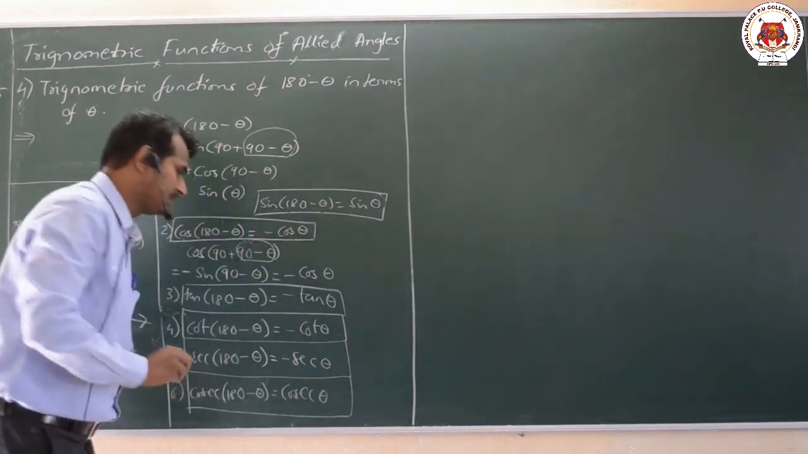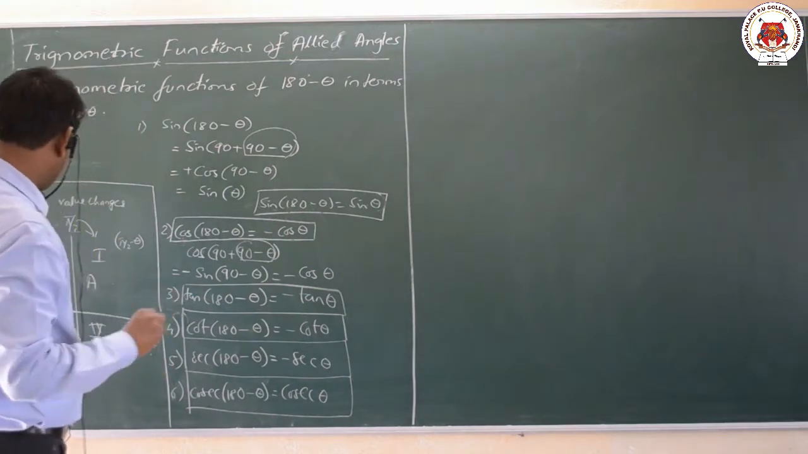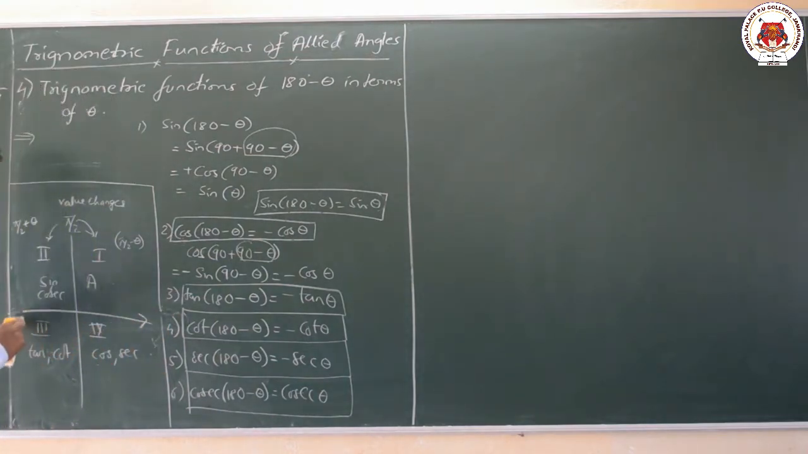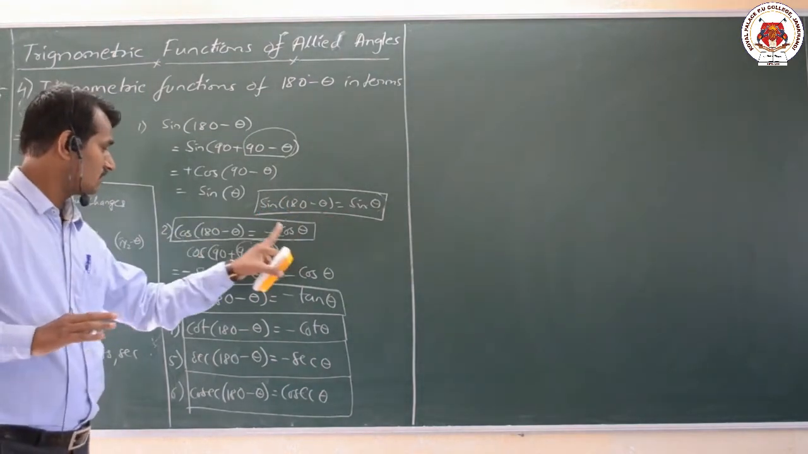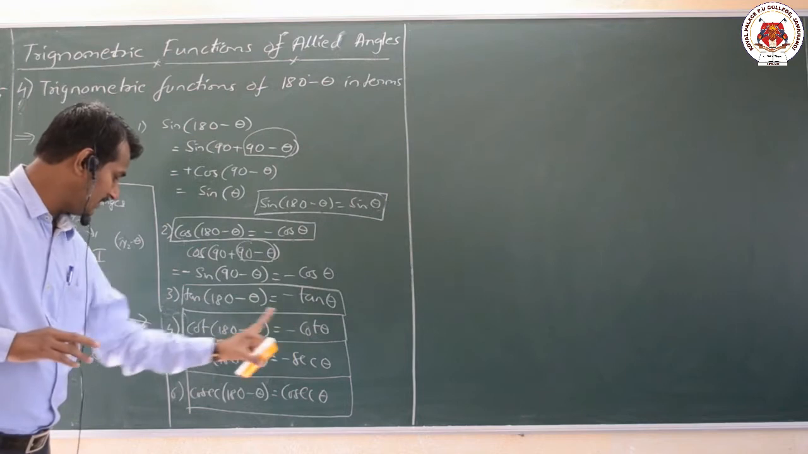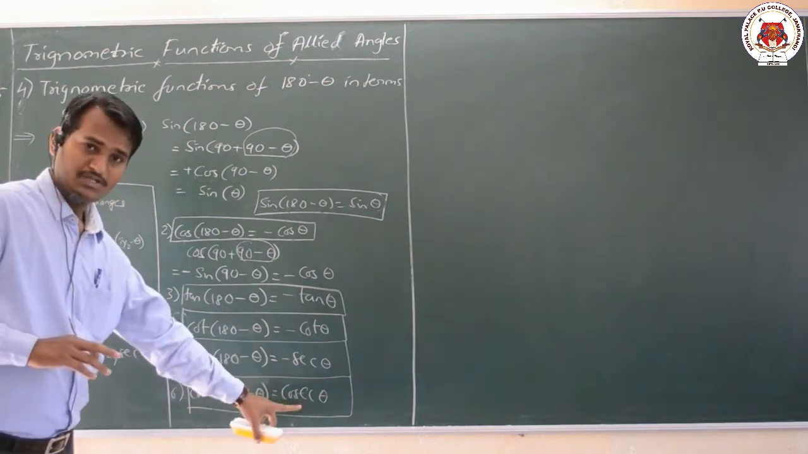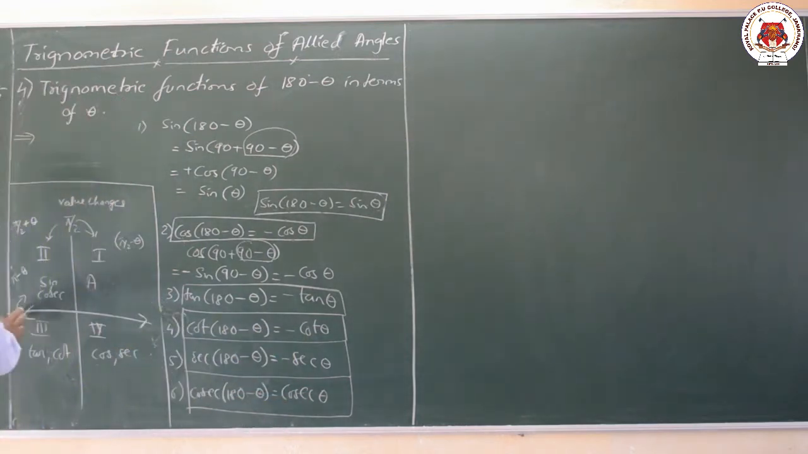Okay dear students, now what we can conclude here is that for pi minus theta, the value remains the same. Sine goes to sine only, cos to cos only, tan to tan only, cot to cot only, secant to secant only, cosecant to cosecant only. That means the value remains the same here. For pi minus theta, the value remains the same. Very, very simple thing here.